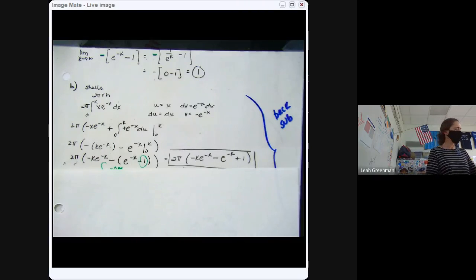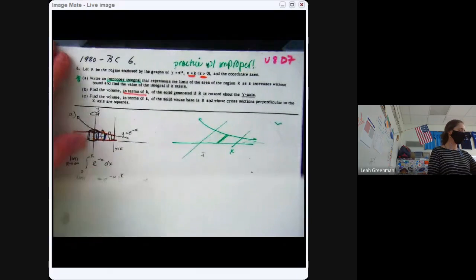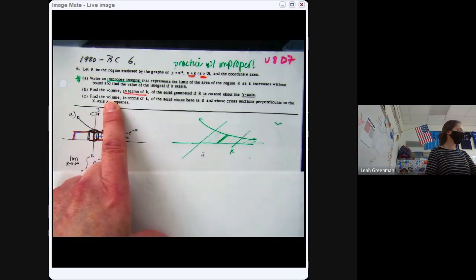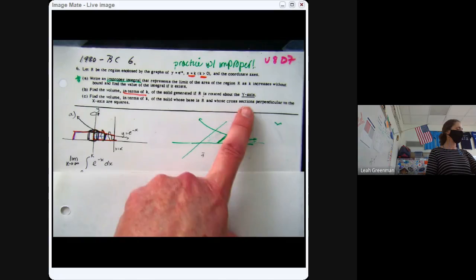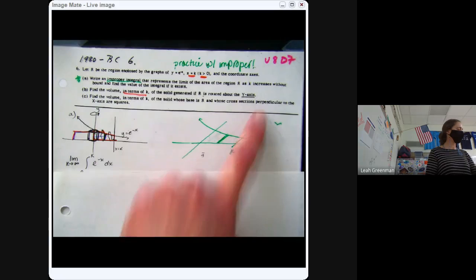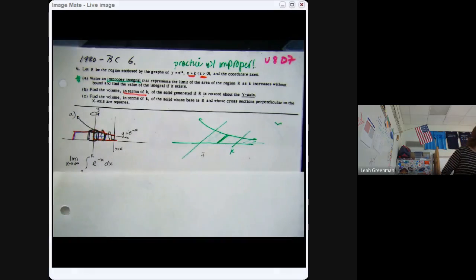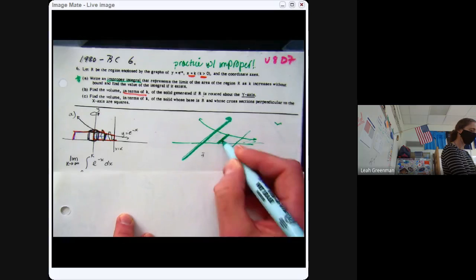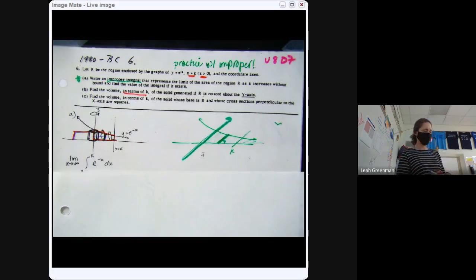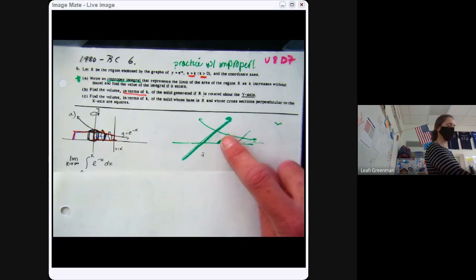All right, lastly, really good review, old calculus. Find the volume. Base is region R, there it is. Cross sections perpendicular to the x-axis, right? And notice in my drawing here, the slanted y-axis, perpendicular to the x-axis, and shape is what? Squares. So what's one square going to be?